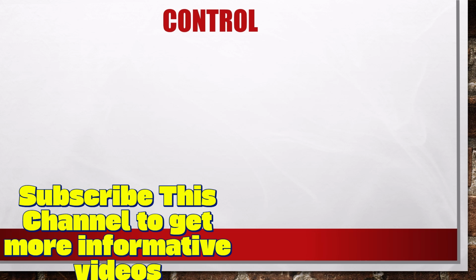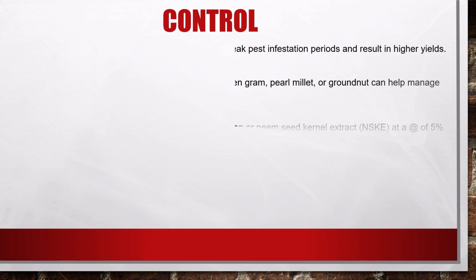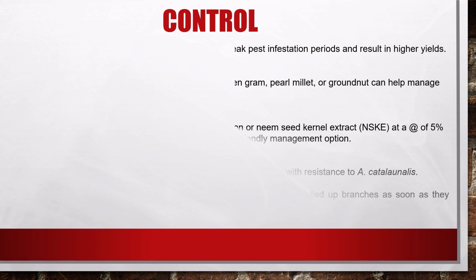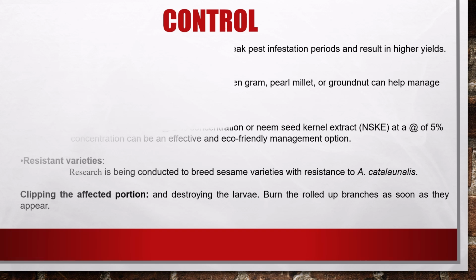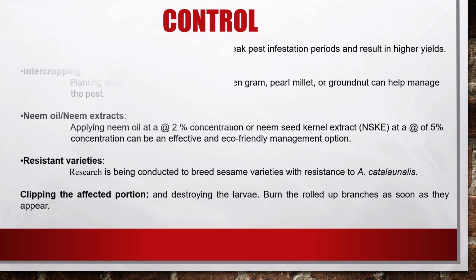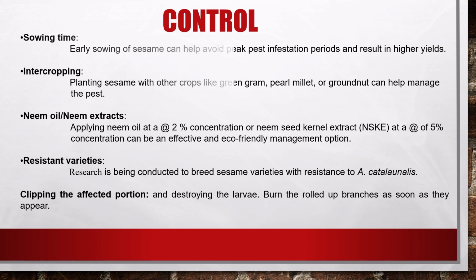How can a farmer control this insect from causing damage? For this purpose, different strategies can be used. Let's discuss all of these one by one. The first strategy to control the insect is planning the correct sowing time. Early sowing of sesame can help avoid peak pest infestation periods and result in higher yield. Then intercropping is important. Planting sesame with other crops like green gram, pearl millet, or groundnut can help manage the pest. Use of neem oil and neem extracts can also be beneficial.